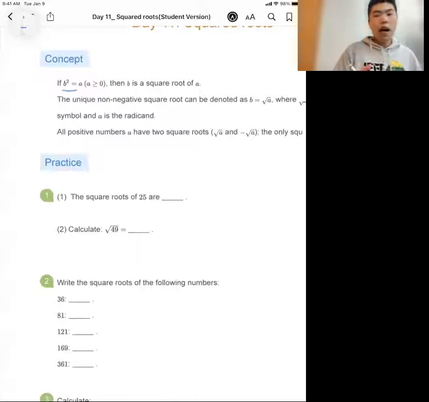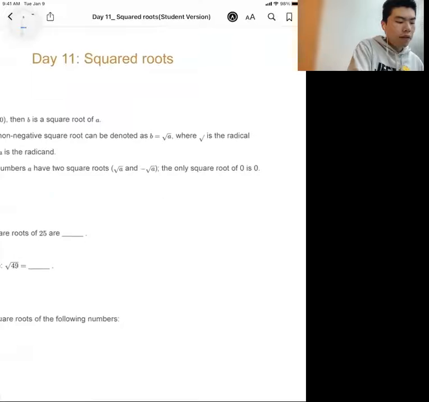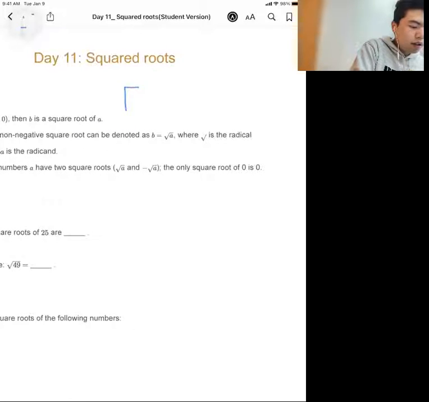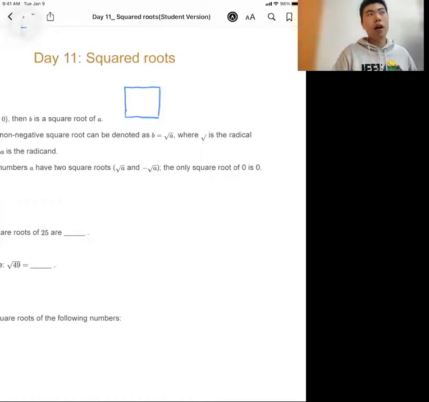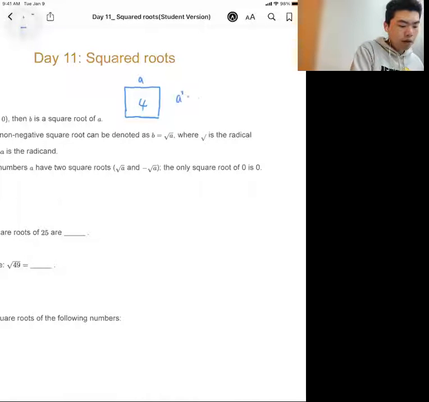Okay, so why do we need this kind of thinking? Imagine you have a square, right? In the geometry meaning, we have a square with four equal sides. And then I tell you that the area of this square equals 4. So what is the length of the side of this square? Obviously we can just assume that the length equals a, so that we have a squared equals 4. And of course, we can solve this equation, right?